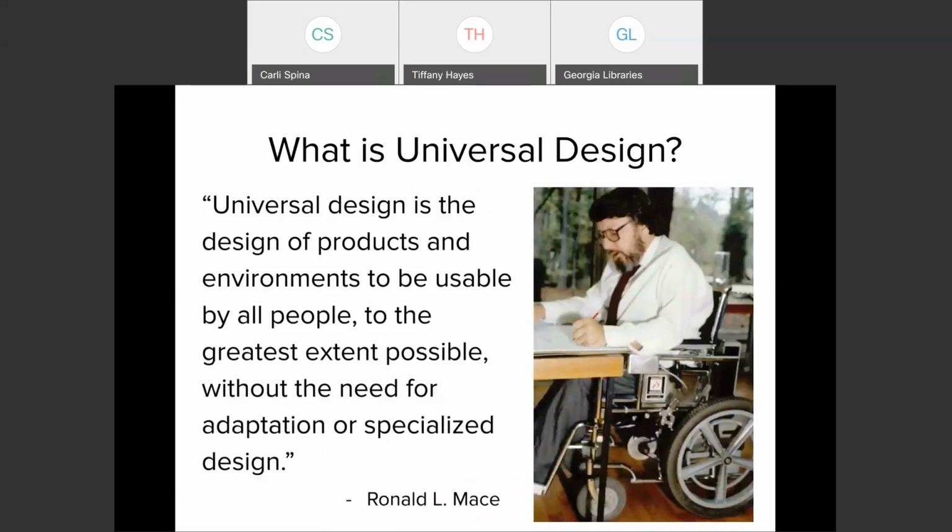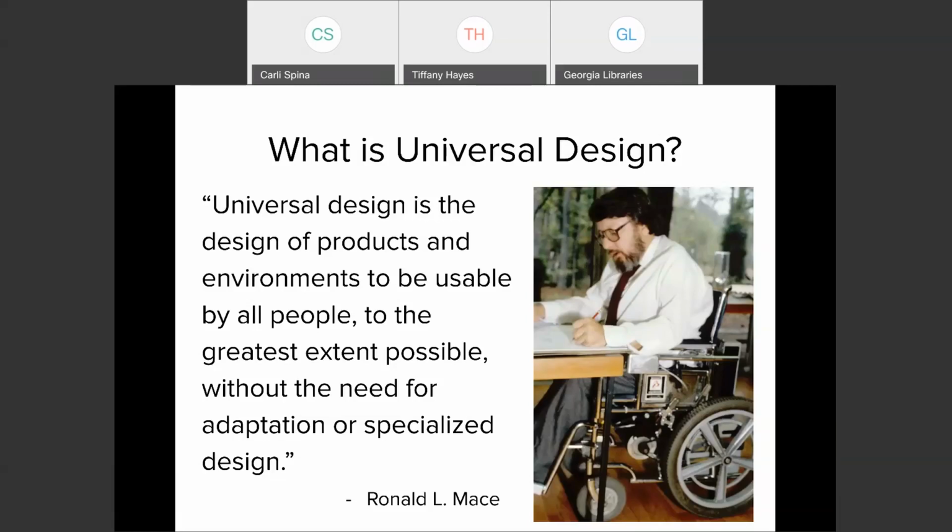Universal design grew out of the architecture movement, around making things more accessible as a response to these limitations with accessibility. It was developed by an architect who himself used a wheelchair, due to having had polio, named Ronald L. Mace. And the term is defined as the design of products and environments to be usable by all people to the greatest extent possible without the need for adaptation or specialized design. And there's a few pieces of this that I want to mention.